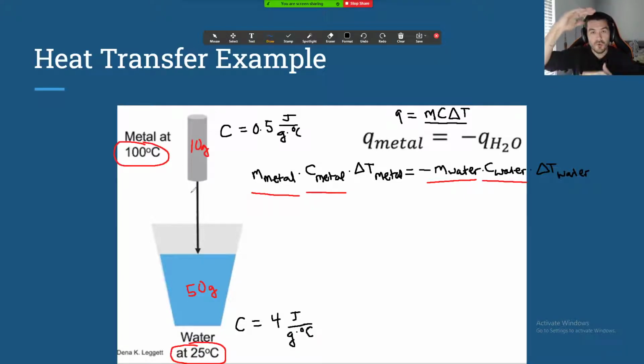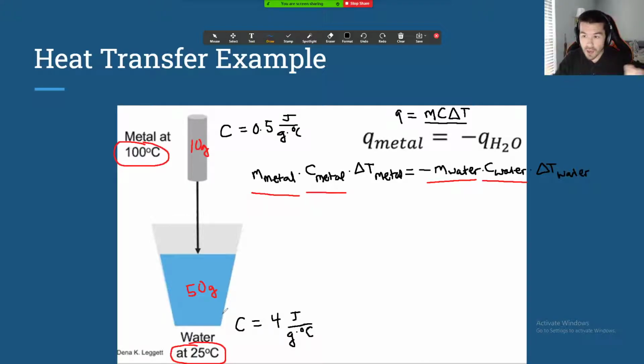So if we want to think about where the temperatures are going to meet, the metal is probably going to change its temperature more than the water is. It does depend on the mass values, but the water is going to be better at resisting that temperature change than the metal is. So we're going to expect the metal to cool down a lot more than the water heats up. They are going to reach thermal equilibrium at some point though.